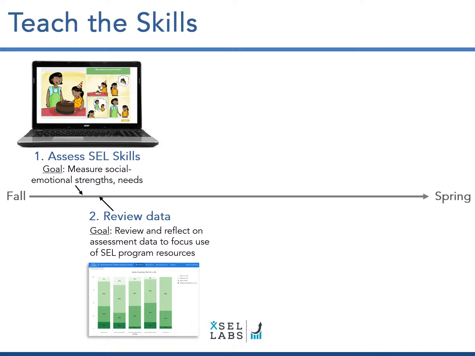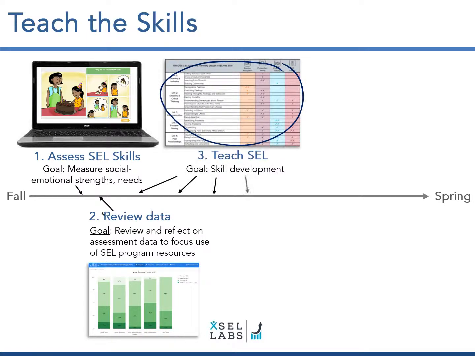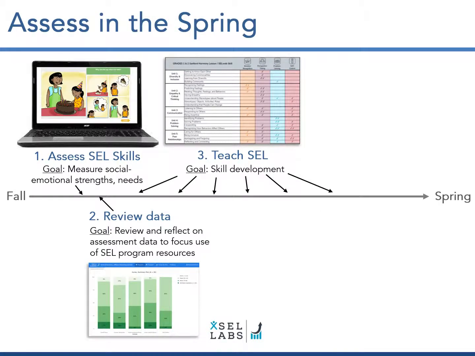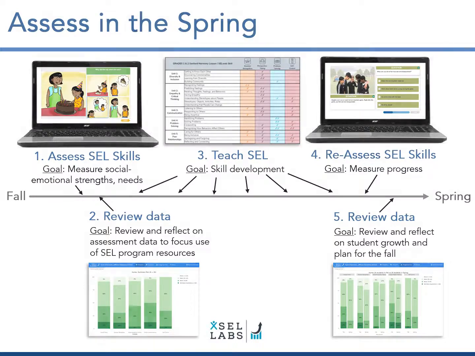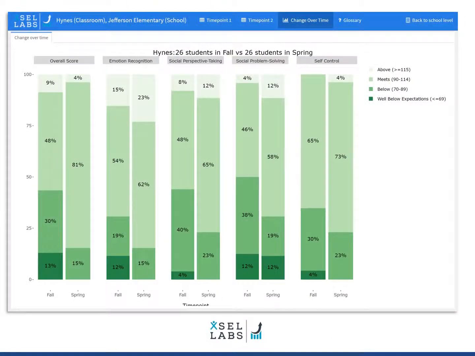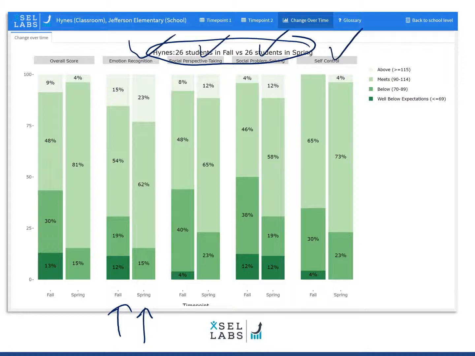Well, then you would go about teaching the skills according to your plan. And from the fall to maybe the early spring, just go ahead and execute on that plan. And then reassess in the spring and take a look at your data. If you did that, this is what you might find. Again, this plot shows Ms. Hines' class, but it shows fall and spring performance in emotion recognition, social perspective taking, social problem solving, and self-control.